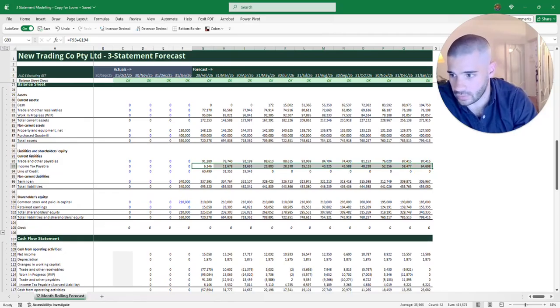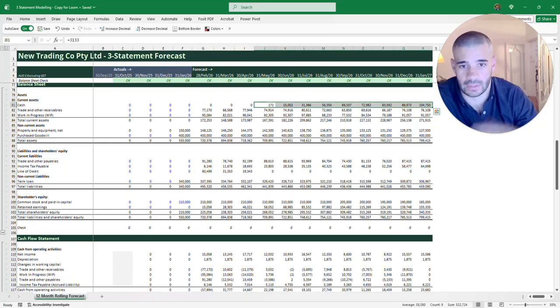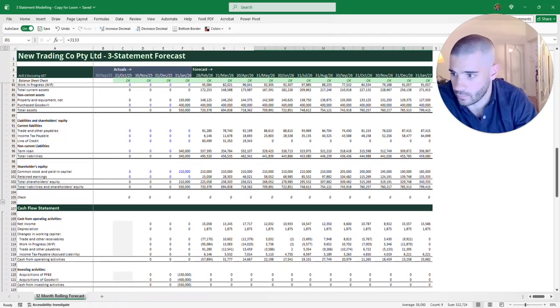And then the line of credit is the other current one. You can see here we do need to use that line of credit in the early months, so we're drawing on that balance and then we repay it, and it zeroes out at the same time that our cash builds up. If that makes sense.